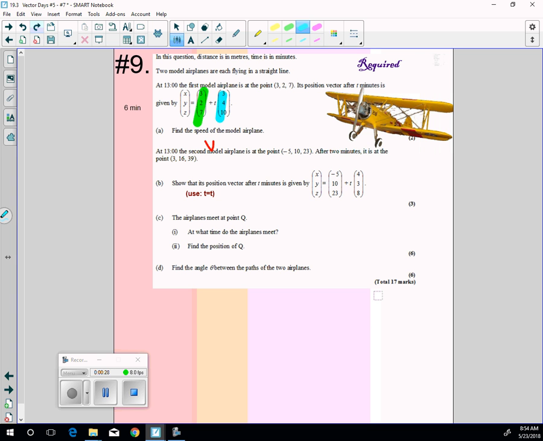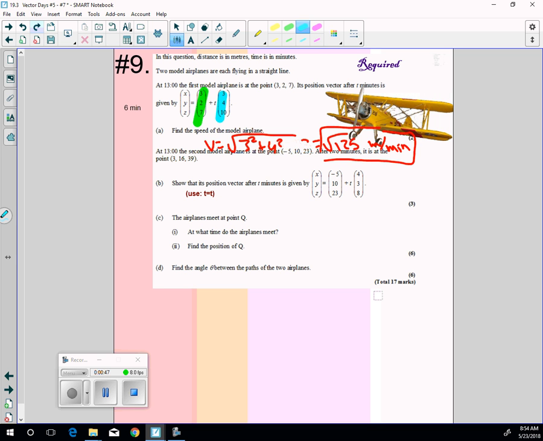Then to calculate the speed, we just take that blue vector and take the square root of 3 squared, 4 squared, and 10 squared added together. That's the magnitude of the velocity vector, and you're going to get square root of 125 meters per minute.